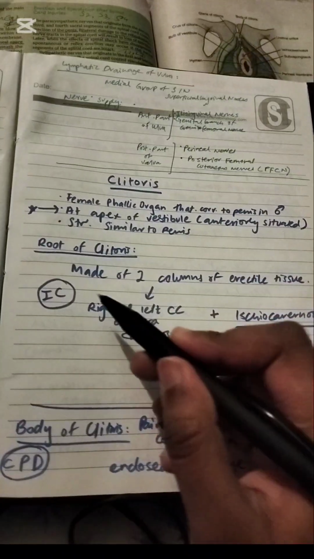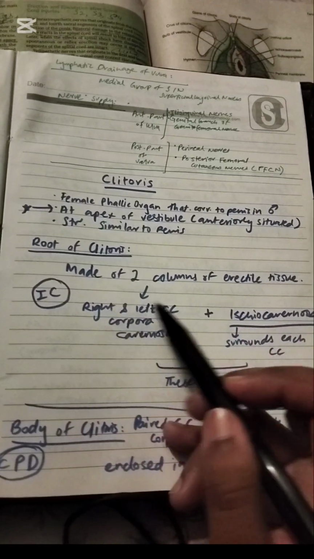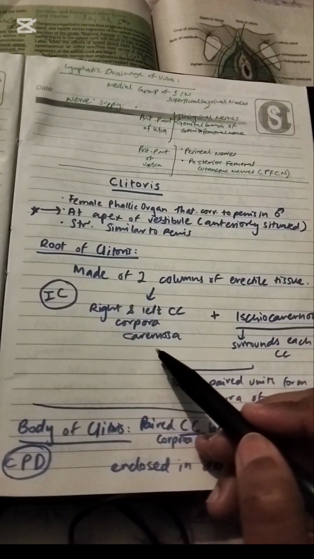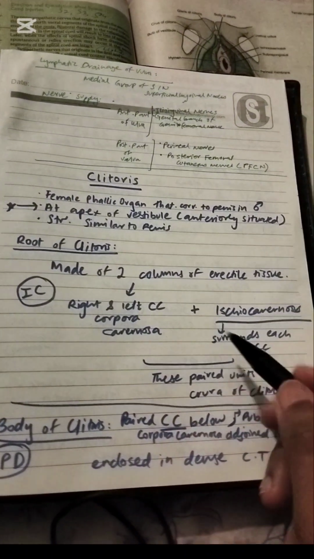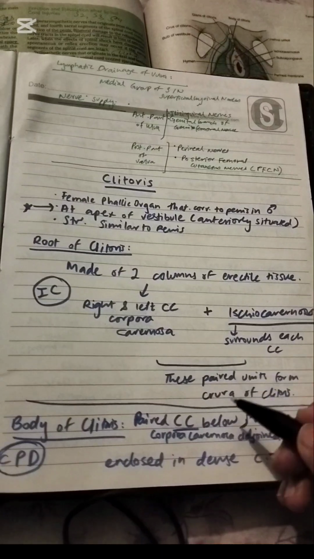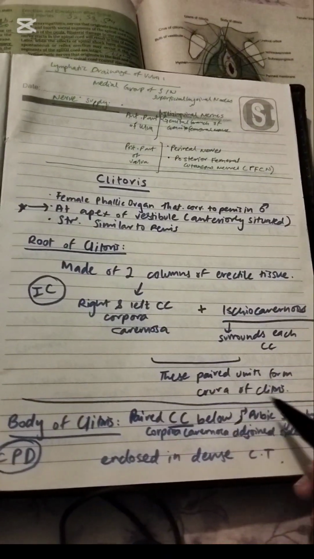So the root is going to be made up of I and C. So it is made up of two columns of erectile tissue. First of all, we have right and left corpora cavernosa, and then we have ischiocavernosus, which is going to surround each corpus cavernosum. These paired units are going to form the crura of the clitoris.